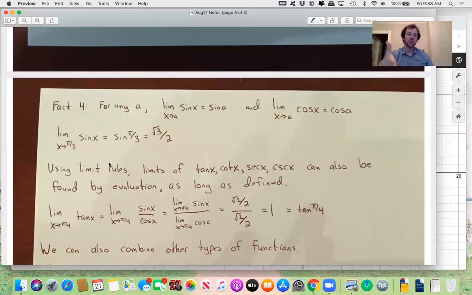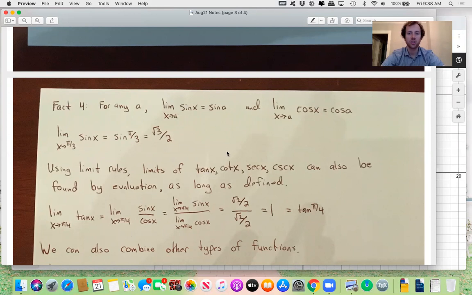What we can also do, or well, what you know is out there, is that there are other trig functions too. Tangent, cotangent, secant, and cosecant. And combining this fact with the limit rule in particular that says if you have the limit of a fraction, you can take the limit of the top and bottom separately. So these other trig functions can also be, we can also find limits by evaluating as long as they're defined.